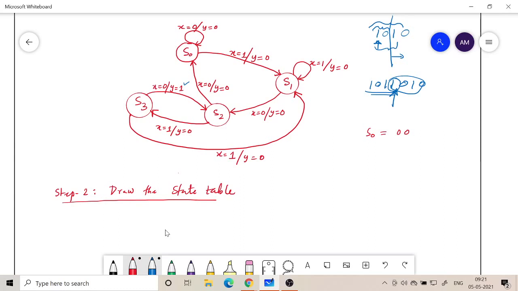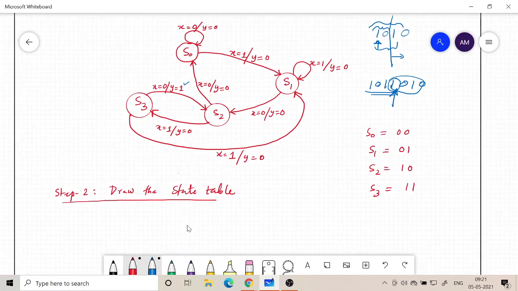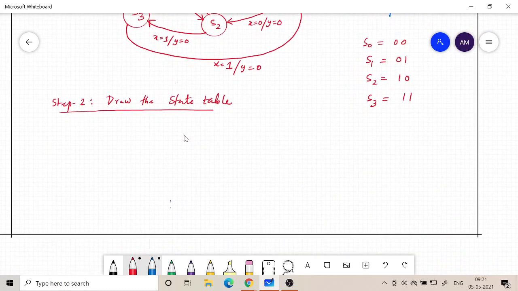And now I am assigning actual values for those flip-flop state outputs. S0 means the flip-flop is at 0 0. S1 means the flip-flop is at 0 1. S2 means it is at 1 0. S3 means it is 1 1. Okay, so I have assigned these, and once I assign it, I can draw the state table. So there are 2 bits for each state.